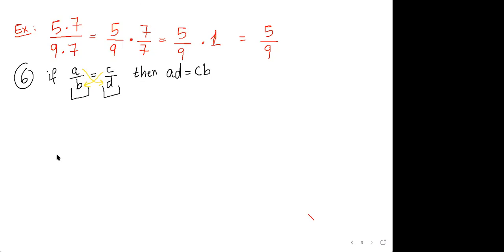Who will give me an example for this one? Give me two fractions that are equal to each other, but A, B, C, and D are different numbers, while both fractions are equal. That means A times D is equal to C times B. Or give me an example.